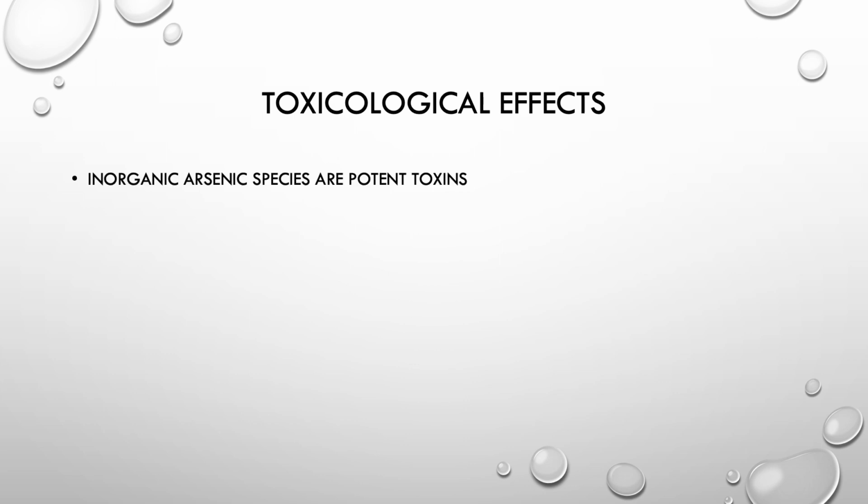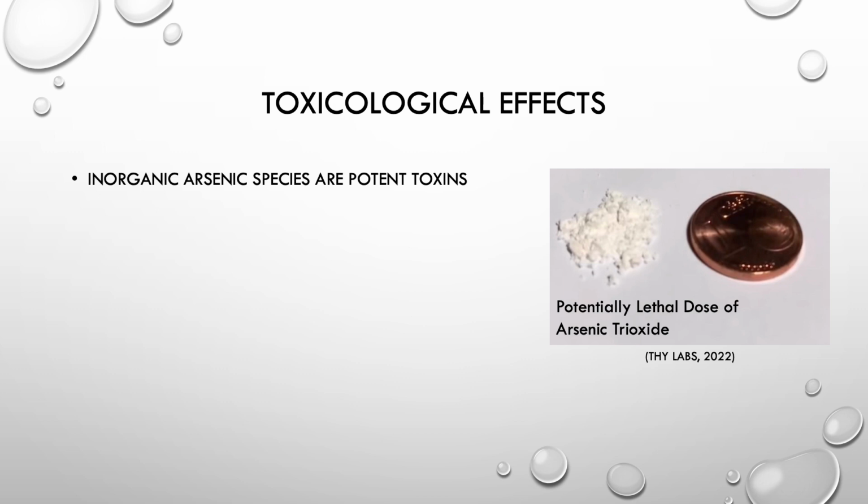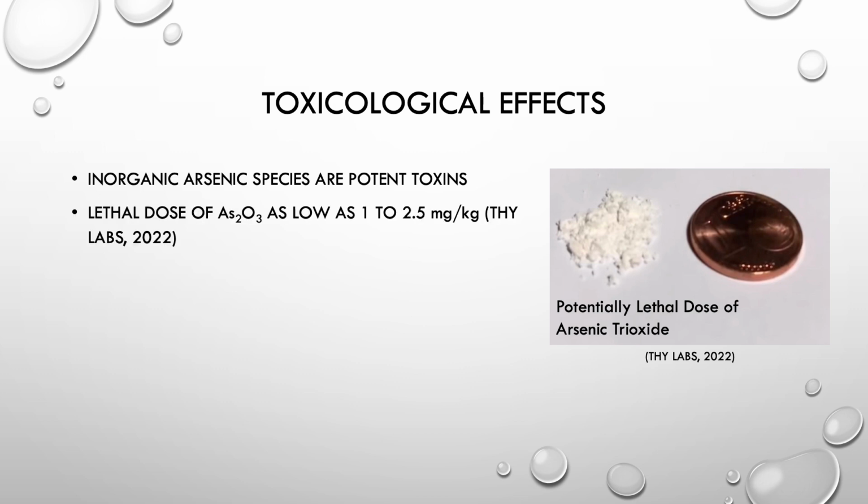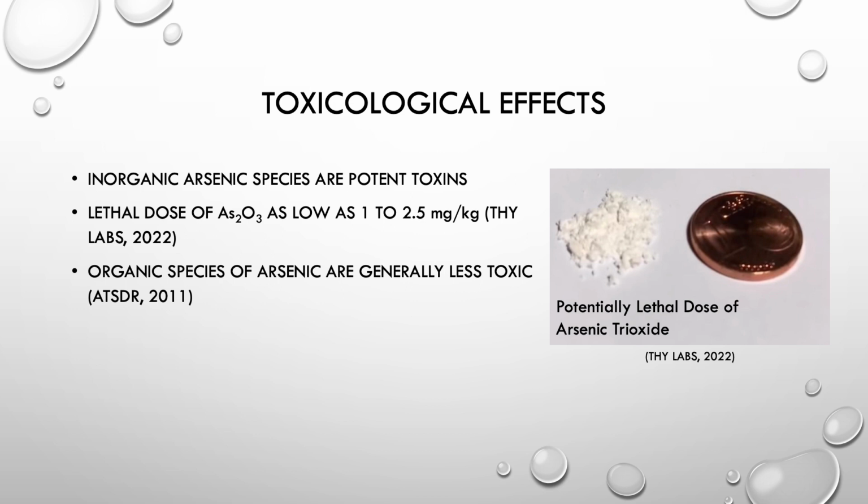Inorganic arsenic species are very potent toxins. What we have here on the right is a potential lethal dose of arsenic trioxide. It can be lethal from doses as small as 1 to 2.5 milligrams per kilogram. However, there have also been reports of some people living with doses as high as 9 milligrams. Organic species of arsenic are generally less toxic than the inorganic species. Inorganic arsenic, such as arsenite, is usually more toxic.